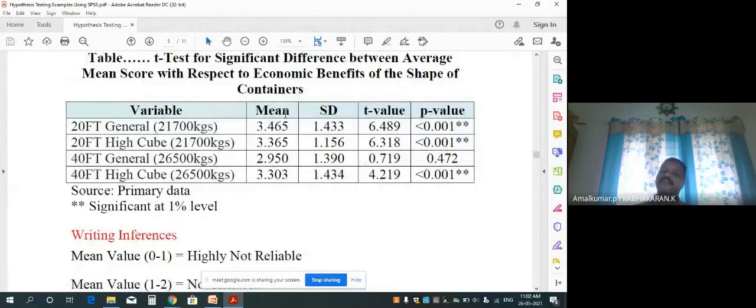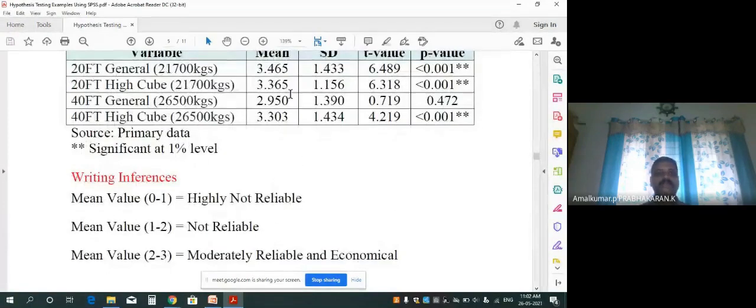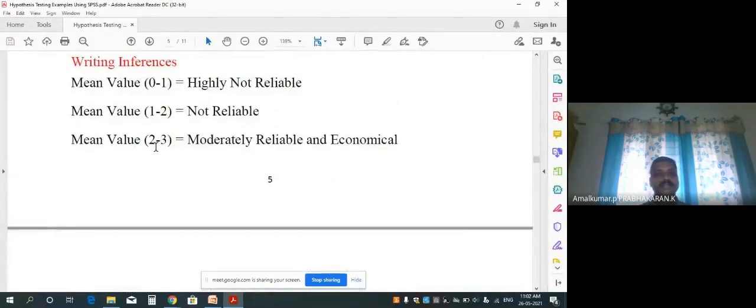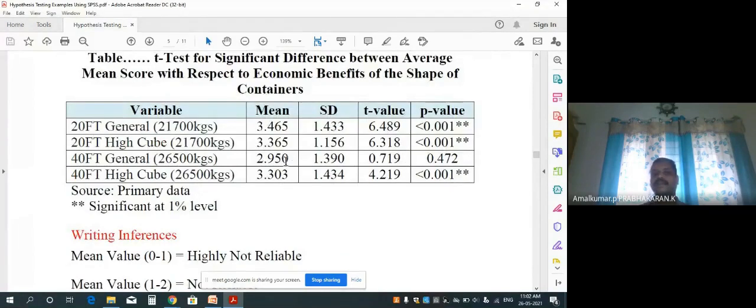So if we are using all these 3 shapes of containers, the shipping company can make a reliable and economical income from using these 3 items. But in the case of the third containers, the third item, which ranges between 2 and 3, is only moderately reliable and economical.